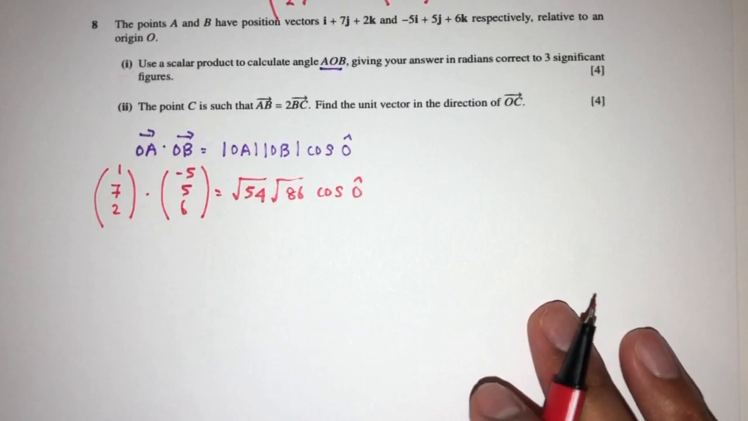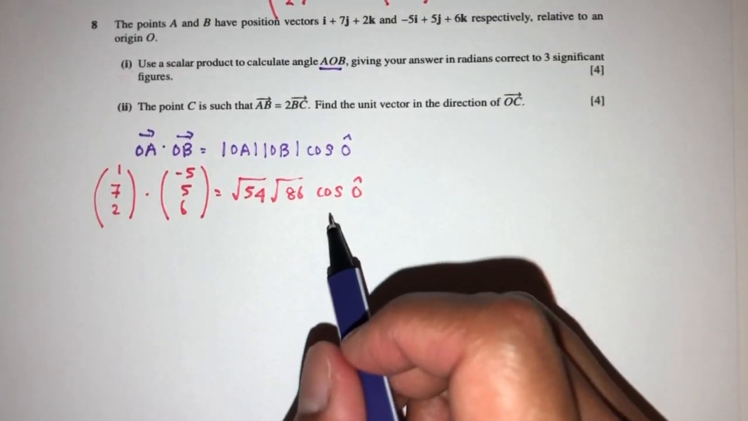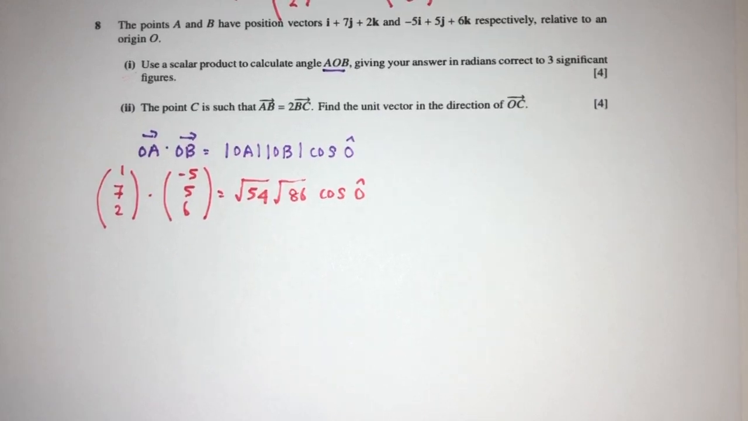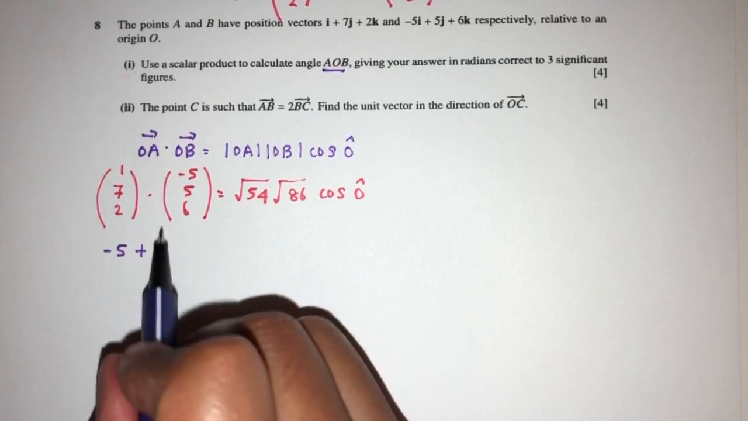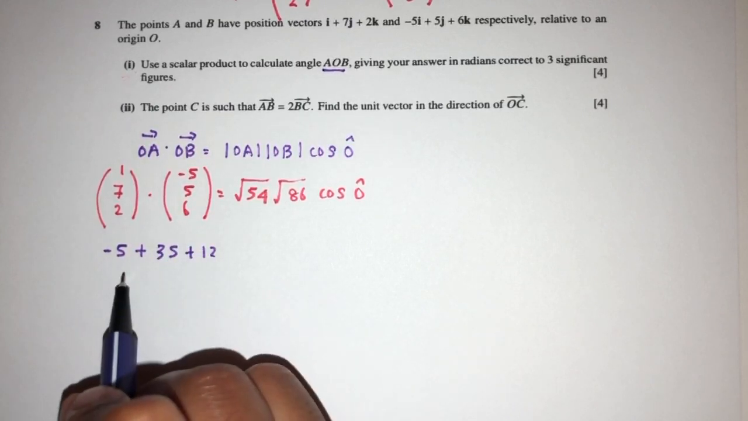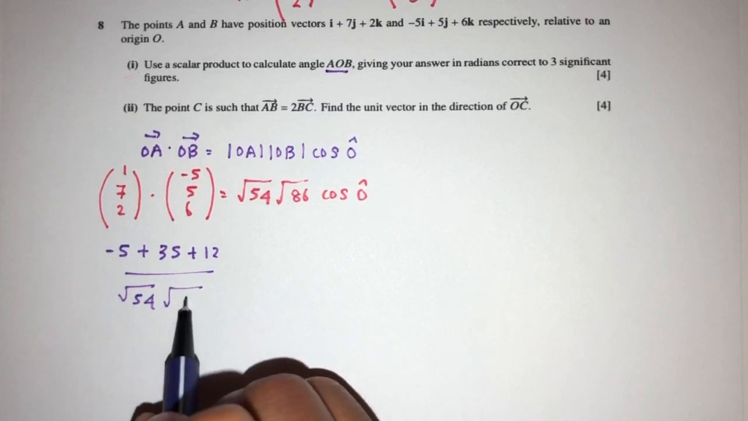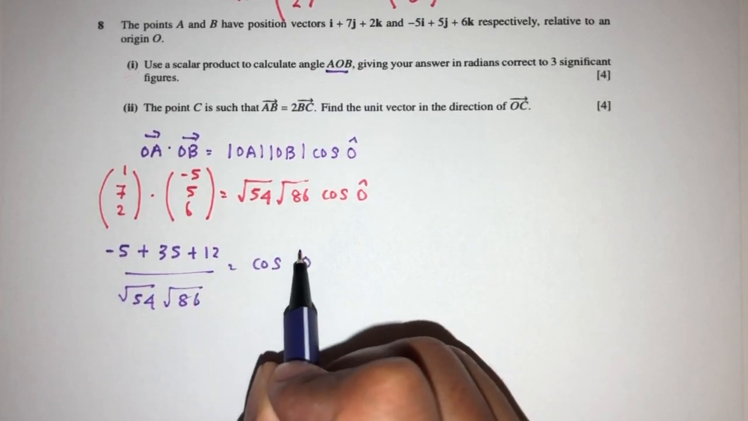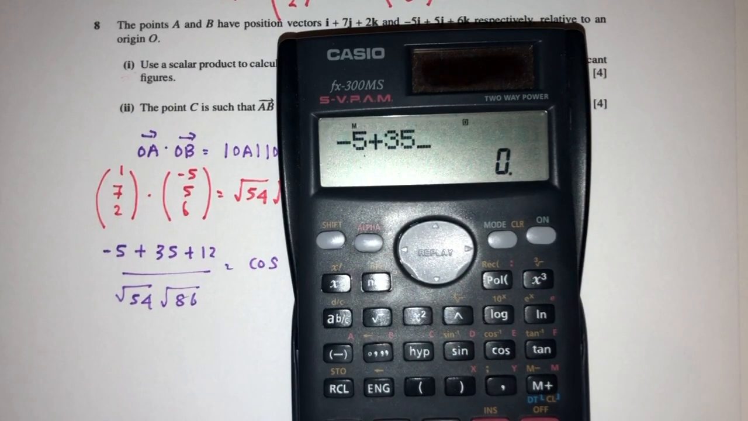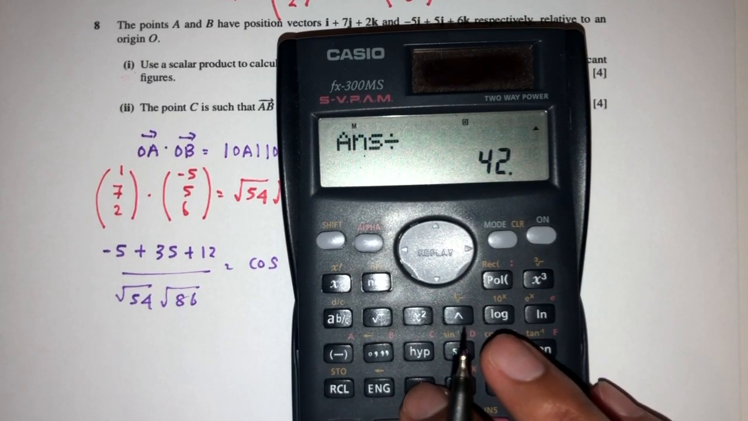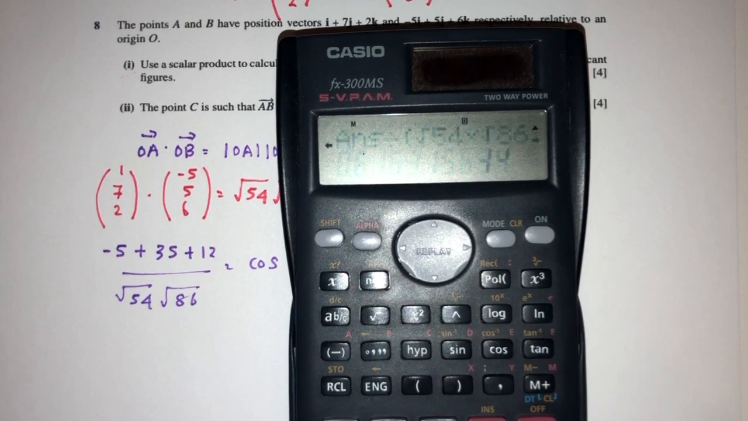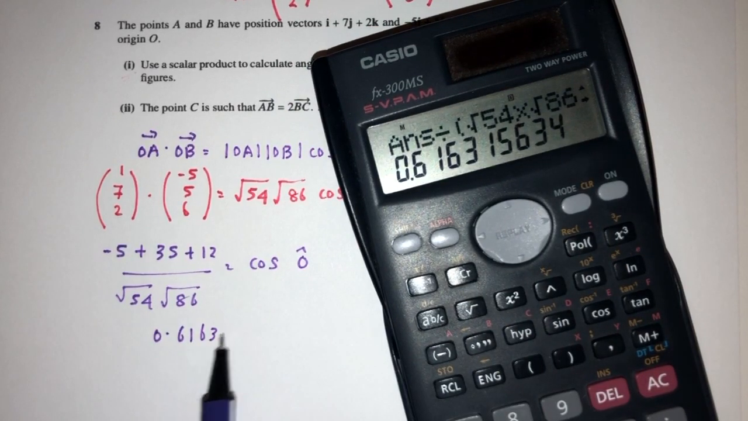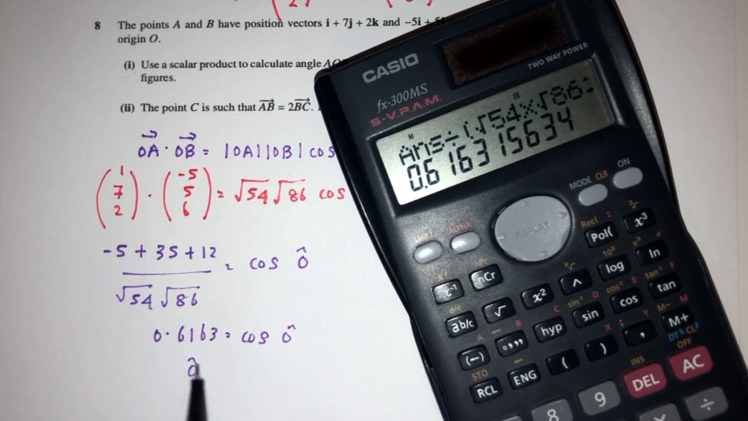And then what else do we have? That's it. We just have to simplify and solve for the value of O. So that will be dot product, scalar product. So 1 times -5 is -5 plus 35 plus 12, divided by this. And this is cos of the angle O. So solve: -5 plus 35 plus 12, divided by root of 54 times root of 86. That will be 0.6163 cos of the angle. So the angle will be simply cos inverse of 0.6163.